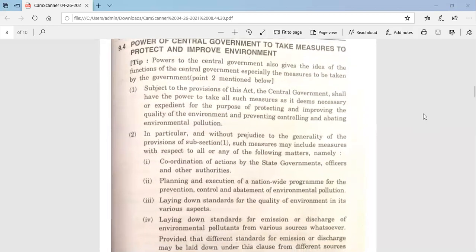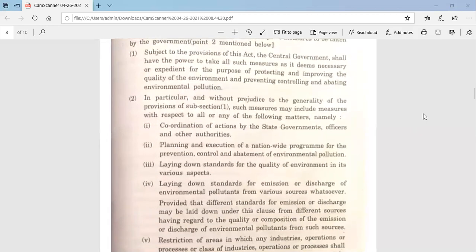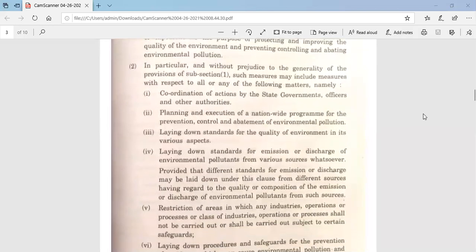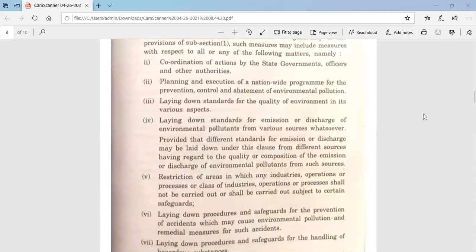Right. Second point is, in particular and without prejudice to the generality of the provisions of subsection 1, such measures may include measures with respect to all or any of the following matters, namely, first is coordination of action by the state governments, officers, and other authorities. Second is planning and execution of a nationwide program for the prevention, control, and abatement of environmental pollution. Third is laying down standards for the quality of the environment in its various aspects.